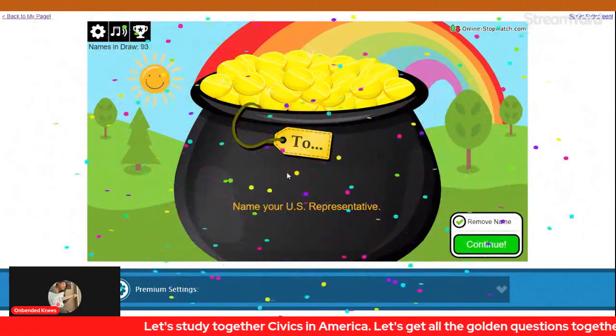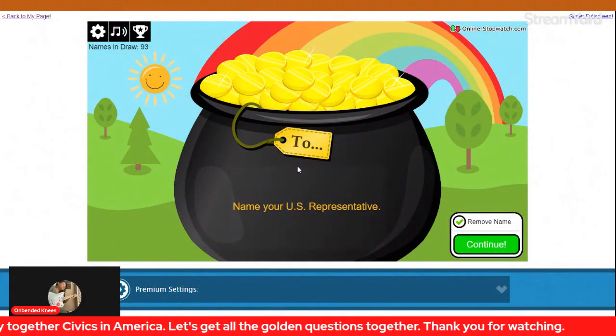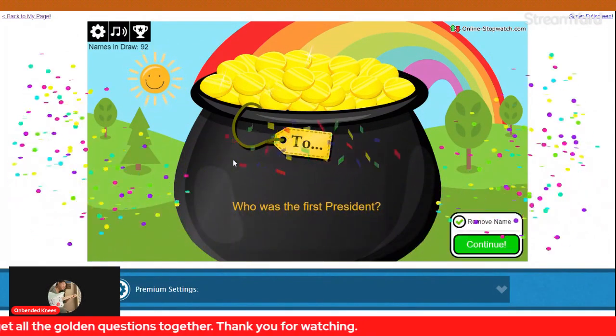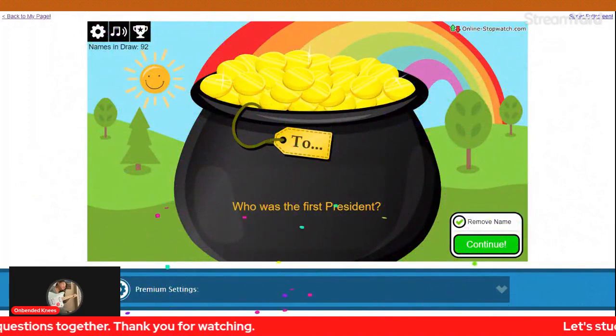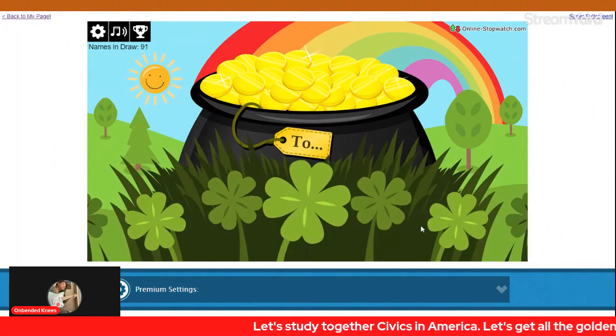Next, there are a lot based on the states, but you need to name one. Name your representative. Who was the first President? George Washington.